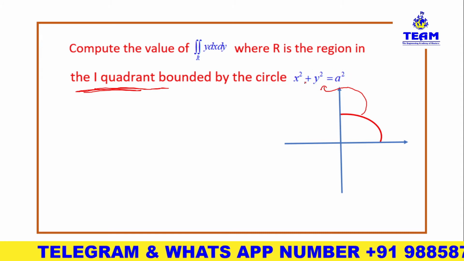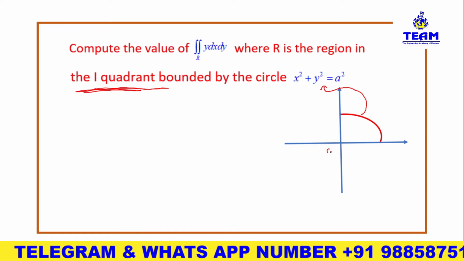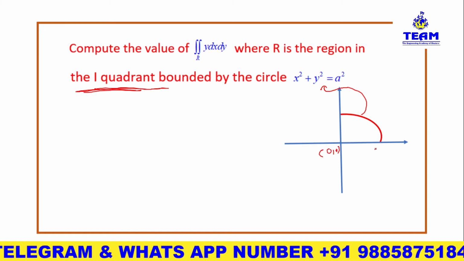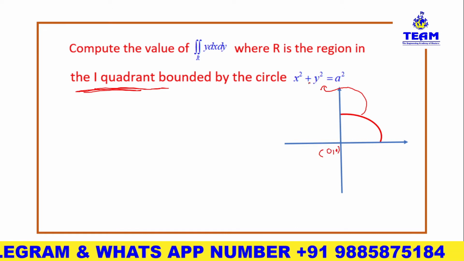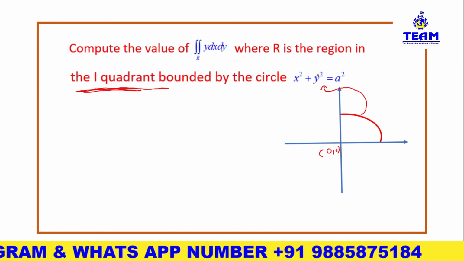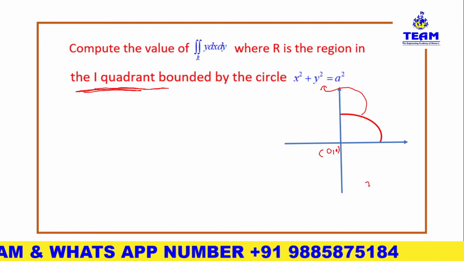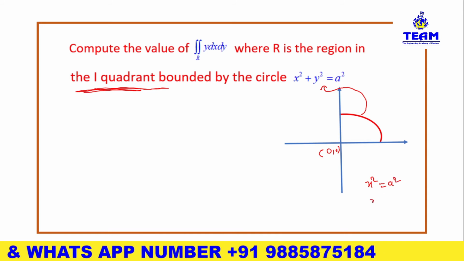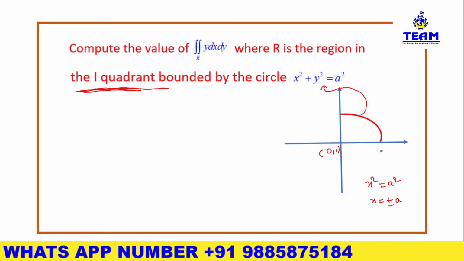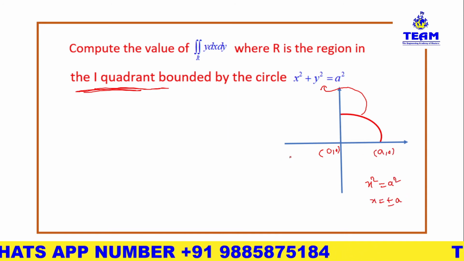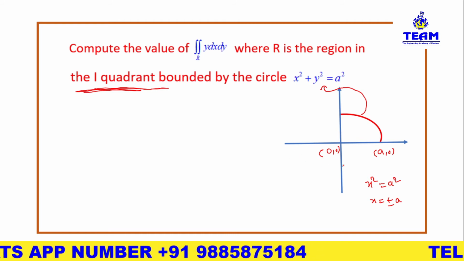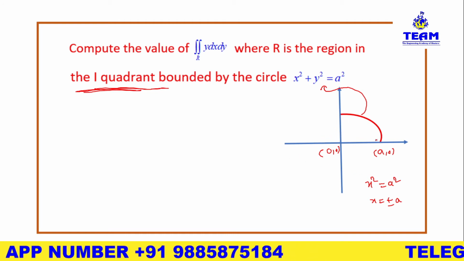X square plus y square is equal to a square. So you know that this is 0 comma 0. And what about this? If I want the x value, what do I have to do? For the y value, you put 0. So x square is equal to what in this case? x square is equal to a square, x is equal to plus or minus a. So in this case, a comma 0. Am I required to take minus a comma 0? No, because the region is in the first quadrant only.